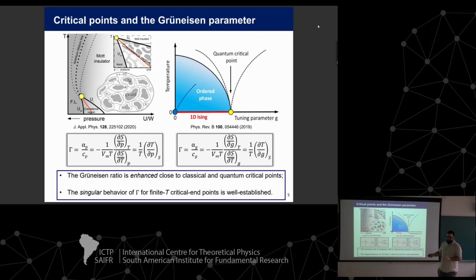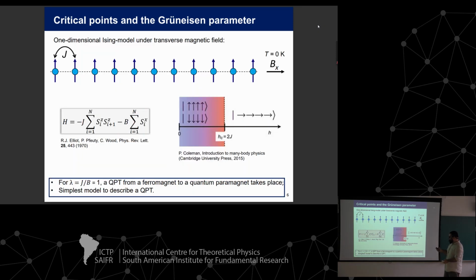So this works fine in the vicinity of quantum critical points, but does not work right at a genuine quantum critical point. So what we did was to propose a distinct Grüneisen parameter that works well at 0 Kelvin. But before talking about this definition, I will discuss the simplest toy model to describe a quantum phase transition or quantum critical point.